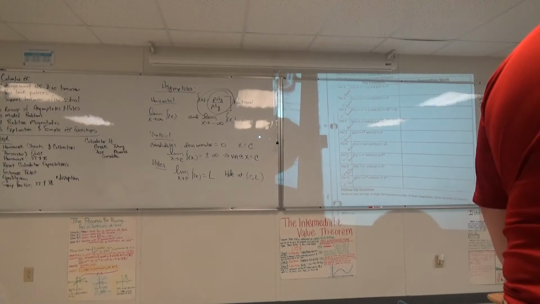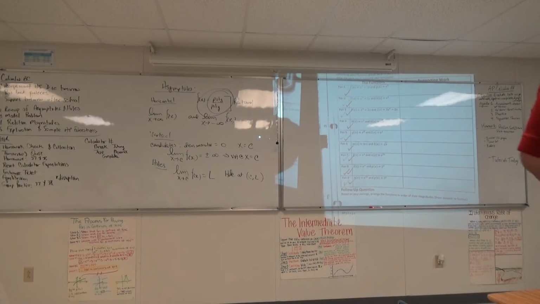So what's the first pair I gave you? Pair 2. Okay, pair 2. Which one grows faster? f of x, x to the 4th plus 2x, grows faster. Completely. Easy peasy. How'd you decide?